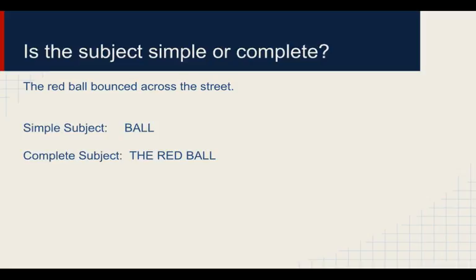So, in the sentence, the red ball bounced across the street. The simple subject is just the ball. Okay, ball is a noun. However, the complete subject is the red ball. Red describes the ball, and the is an article that helps us understand what we're talking about and which ball we're talking about. So a complete subject includes all the words that are part of the subject, whereas the simple subject is just the noun.